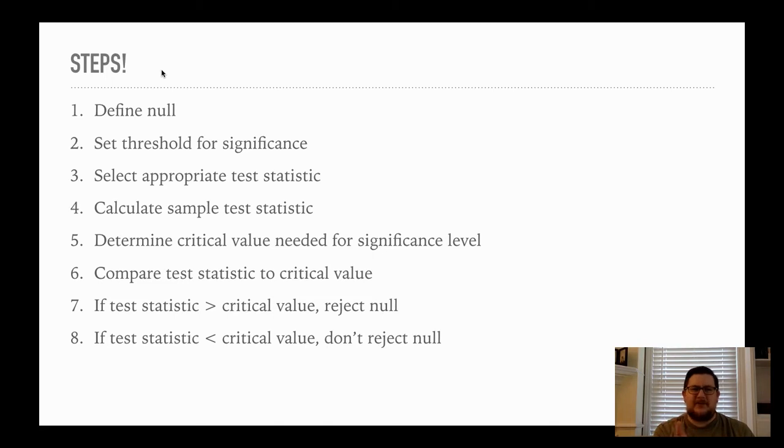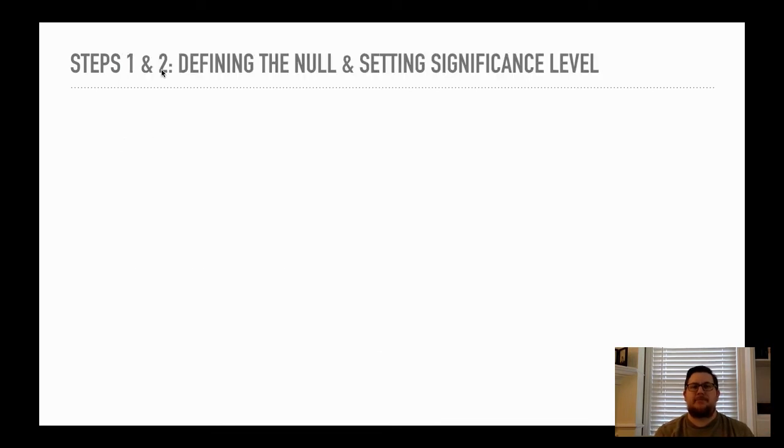And then 7 and 8: if P is above 0.05, you don't reject the null. If it's below 0.05 or equal to 0.05, you reject the null. Okay, that's step 7. So let's dive in.